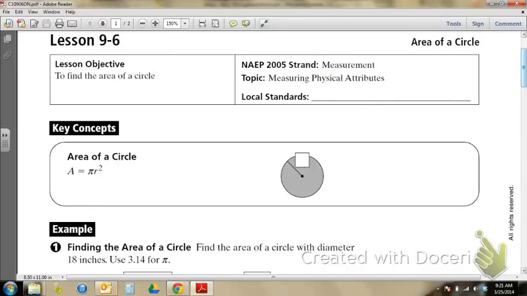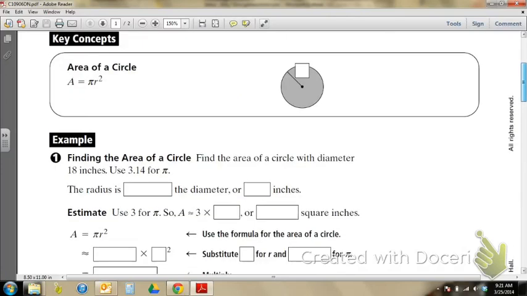In lesson 9.6, we're going to take a look at the area of a circle. So first, it's important to know the formula. The area of a circle is pi times the radius squared. So pi times the radius squared. Remember, the radius goes from the center to the edge, so that's your radius.